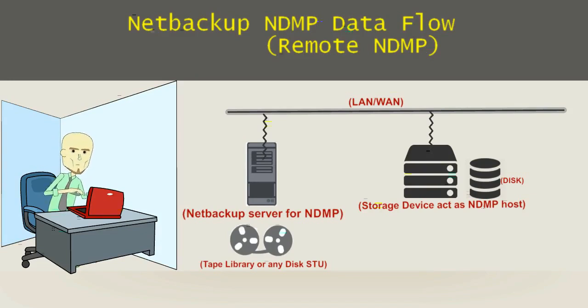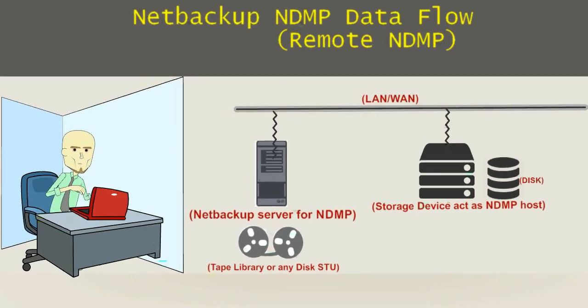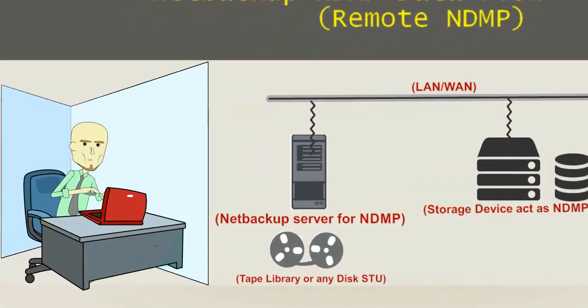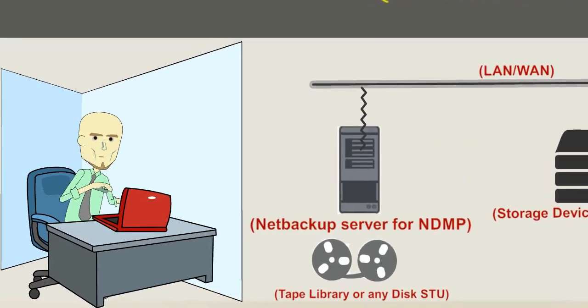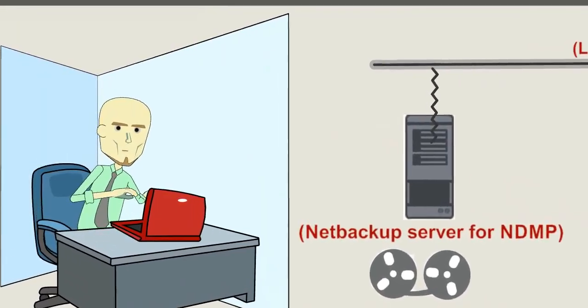From the flow diagram, we have an NDMP NetBackup server, we have a tape library attached to it, we have a storage device which is acting as an NDMP host and disk attached to it. We are taking this backup on LAN. Let me take you to Rob's screen and Rob will show us how he's going to configure NDMP backup.